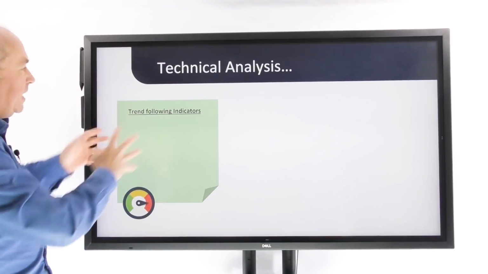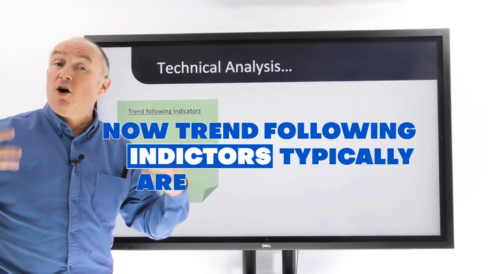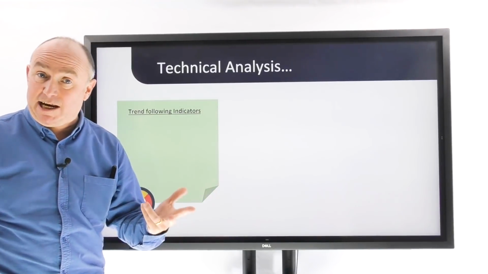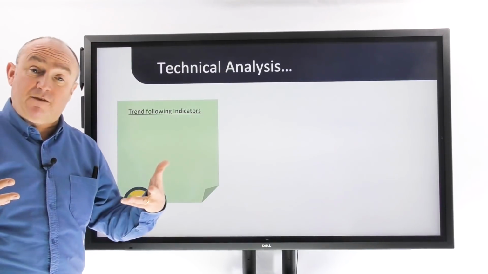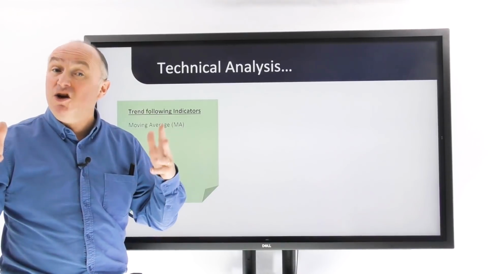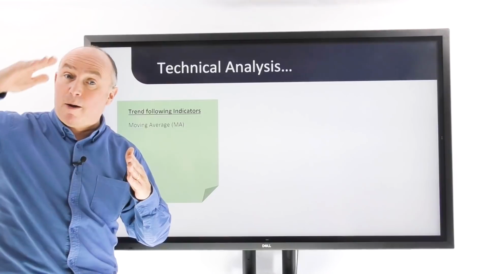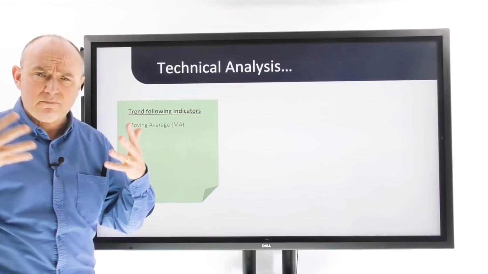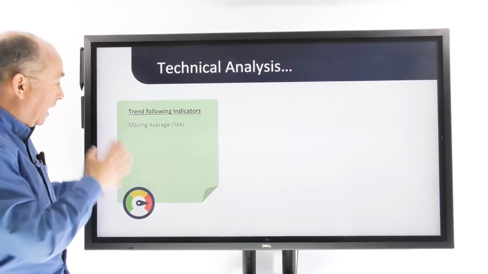So first up, we've got the trend following indicators. Now, trend following indicators typically are used to determine the trend. Are we in trend or are we not in trend? And the most commonly used technical indicator for trend following, of course, are the moving averages. Basically, a moving average looks at price over a certain period of time and sees if the price is going up or going down. And of course, if the prices are going up, then the average will be going up. So with moving averages, you can have an exponential moving average or a simple moving average and so forth. Okay, so that's the moving average.